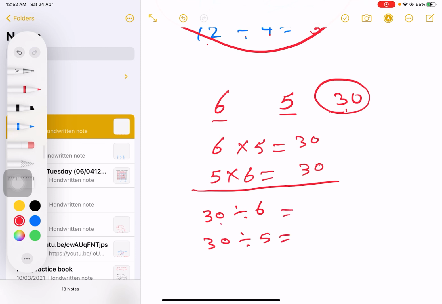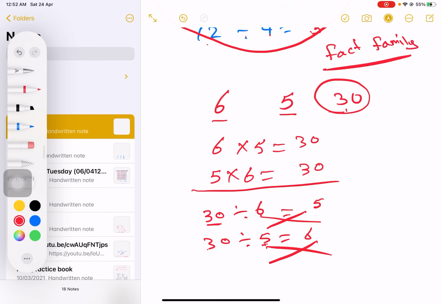Okay? What number you multiply by 6, you get 30? It is 5. What number when you multiply by 5, you get 30? It is 6. So you wrote two multiplication sentences and two division sentences. We call this fact family. I will give you three numbers and you are going to write for me fact family.